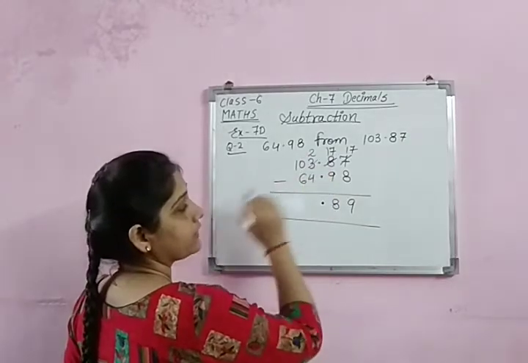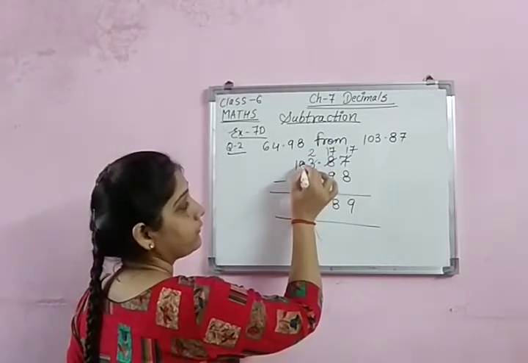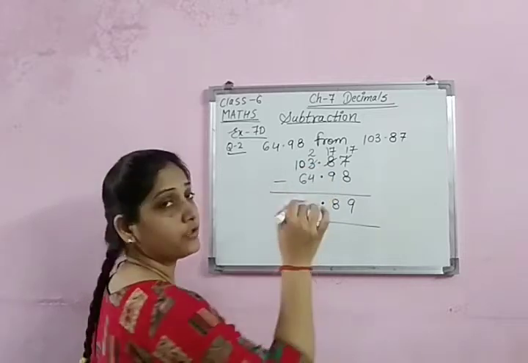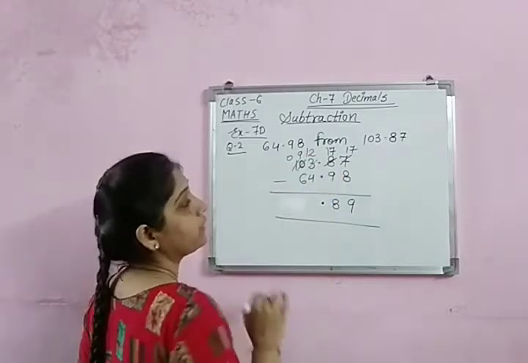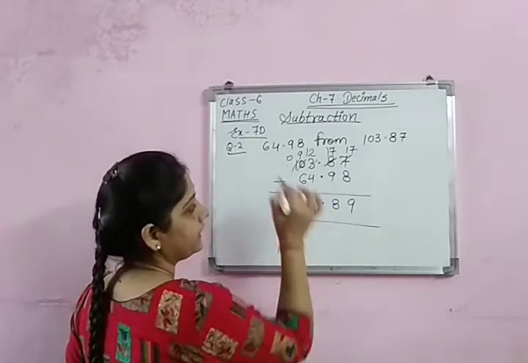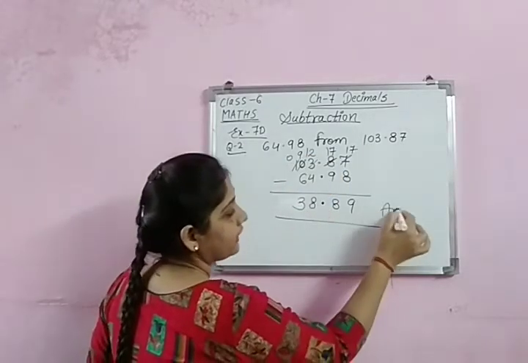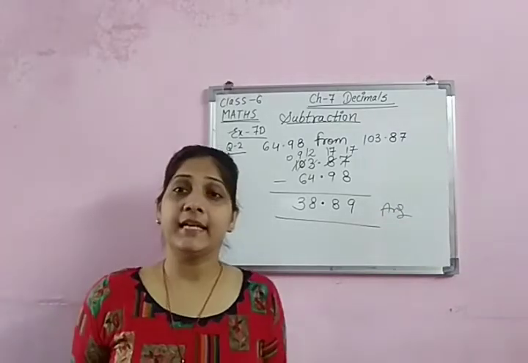Out of 2 I cannot subtract 4, so I have to take borrow from here. But it is 0, so we have to take borrow from here. This will be 0, this will be 9 and this will be 12. 12 minus 4 is 8. 9 minus 6 is 3. So our correct answer is 38.89.